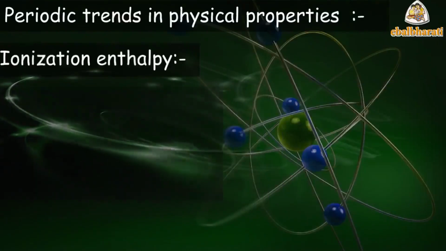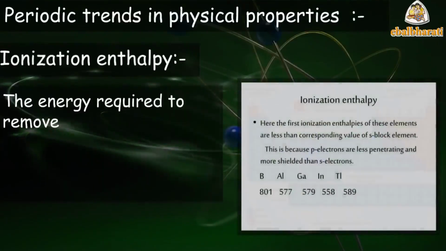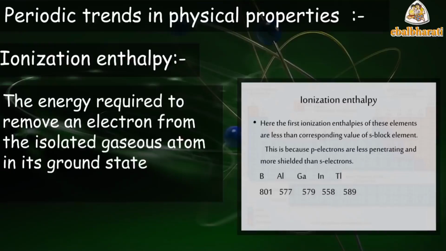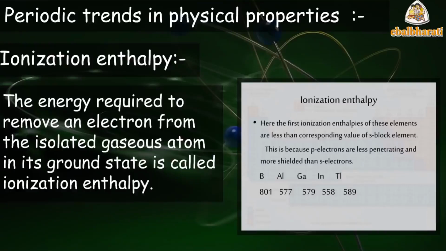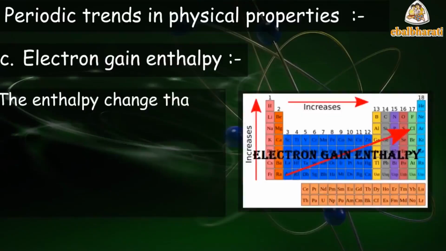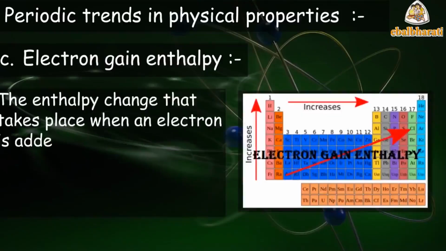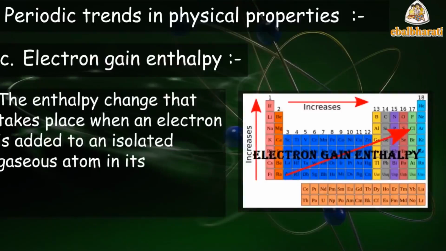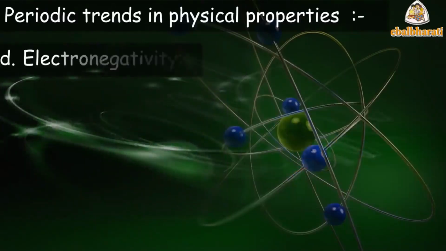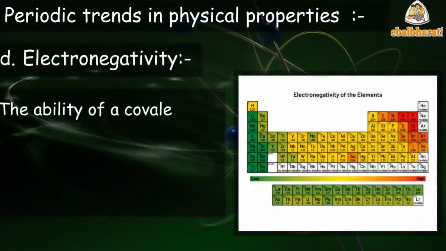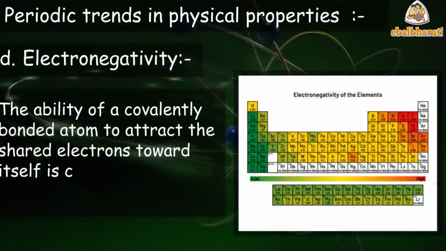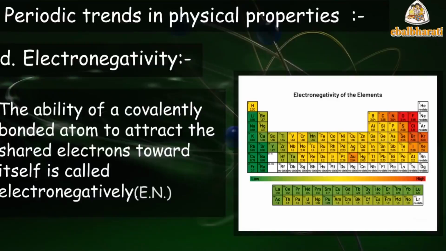Ionization enthalpy. The energy required to remove an electron from an isolated gaseous atom in its ground state is called ionization enthalpy. Electron gain enthalpy. The enthalpy change that takes place when an electron is added to an isolated gaseous atom in its ground state is called the electron gain enthalpy. Electronegativity. The ability of a covalently bonded atom to attract the shared electrons towards itself is called electronegativity.